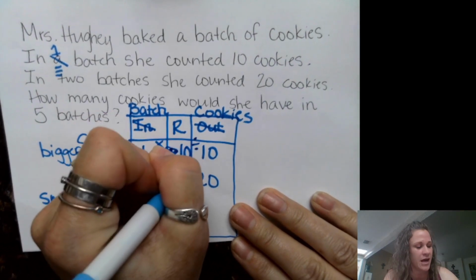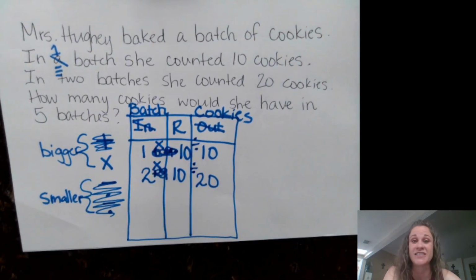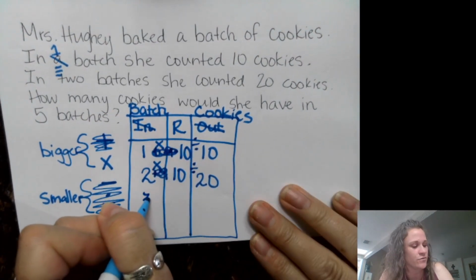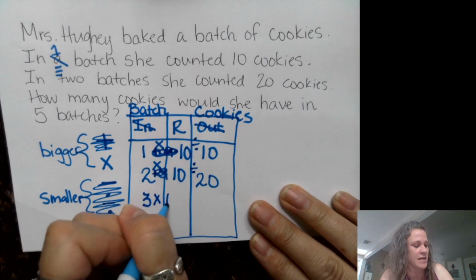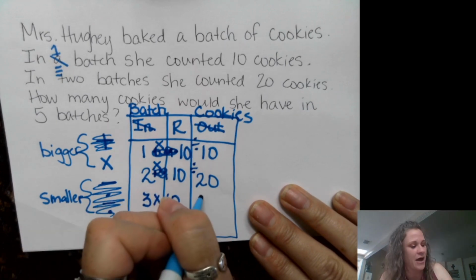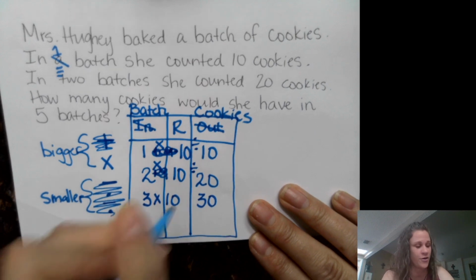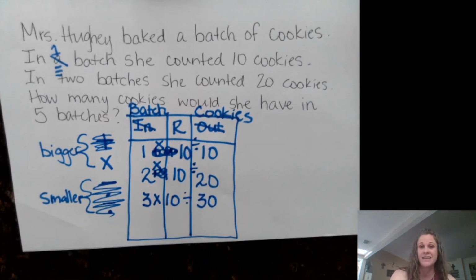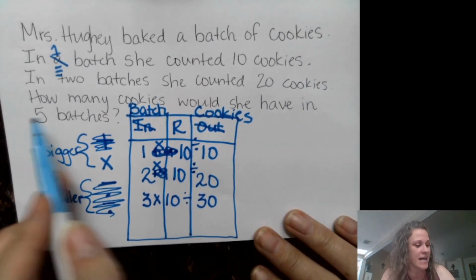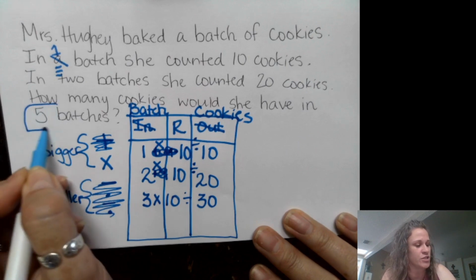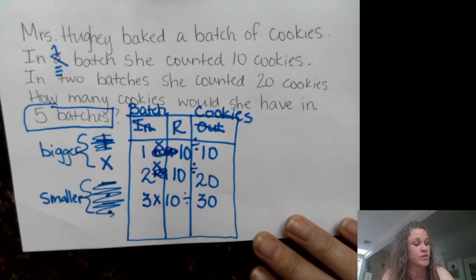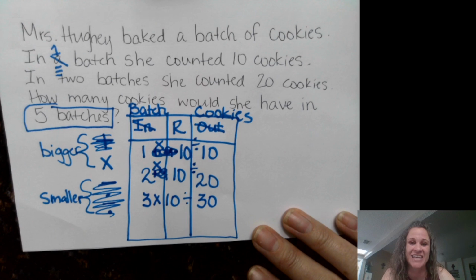Okay, so now remember, if I'm multiplying going this way, then going the other way I would be doing the opposite operation, which is division. So if I had 3 cookies, I'm going to do the same thing. I'm going to do times 10, and that would get me 30. Or if I was working this way, I could divide. Well, the question's asking how many cookies would she have in 5 batches? So all I have to do is plug in my 5.